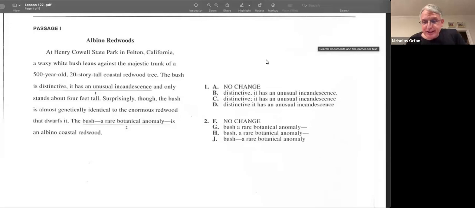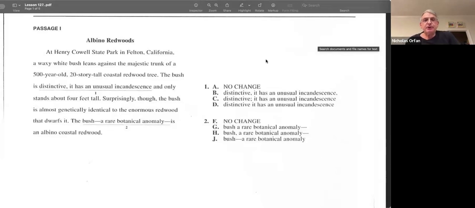Okay, so our format tonight is the same. We're going to do the grammar, punctuation, and sentence structure in our first part, and then we're going to do basic reading comprehension, and then we're going to do vocabulary, and then we're going to do etymology. So let's begin. Albino redwoods.